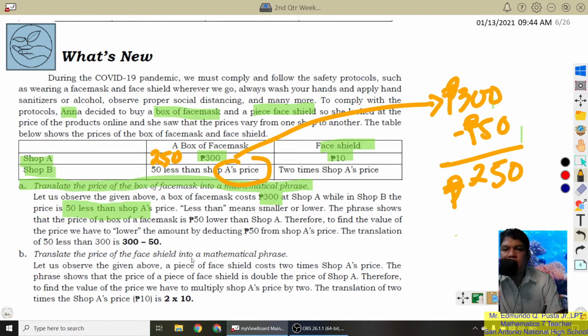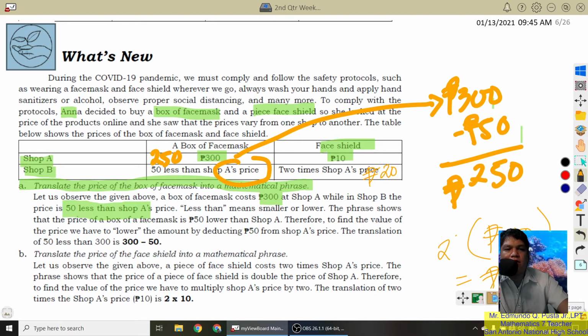Translate the price of the face shield into a mathematical phrase. So, let us observe the given above. A piece of face shield costs 2 times shop A's price. The phrase shows that the price of a piece of face shield is double the price of shop A. So, since shop A has 10 pesos, doubling the price is multiplying it by 2. Therefore, how much? This is already 20 pesos. So, this one is 20 pesos.